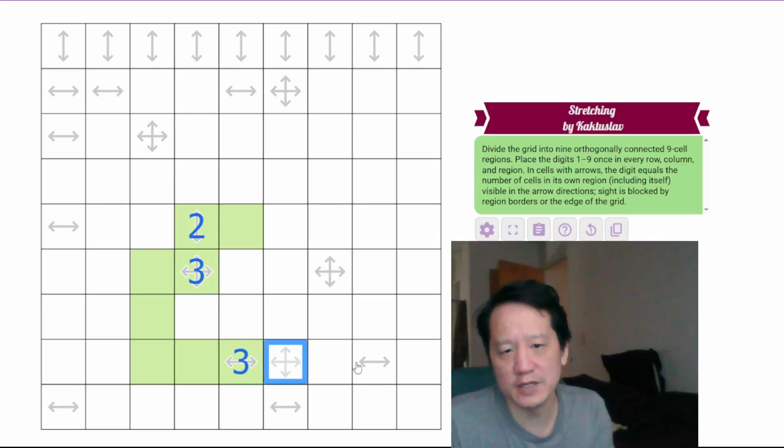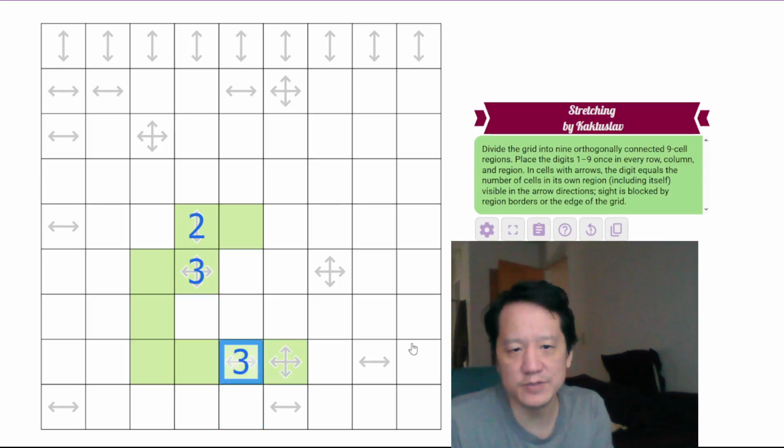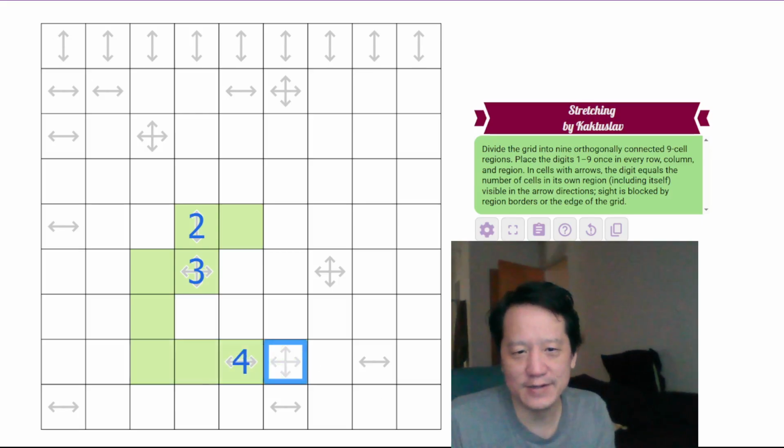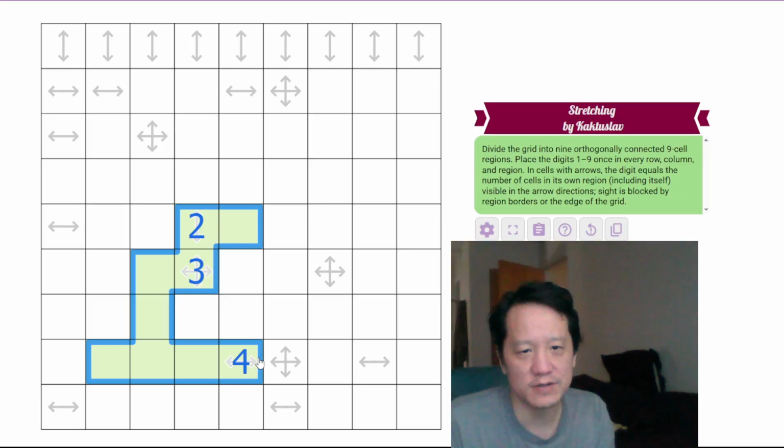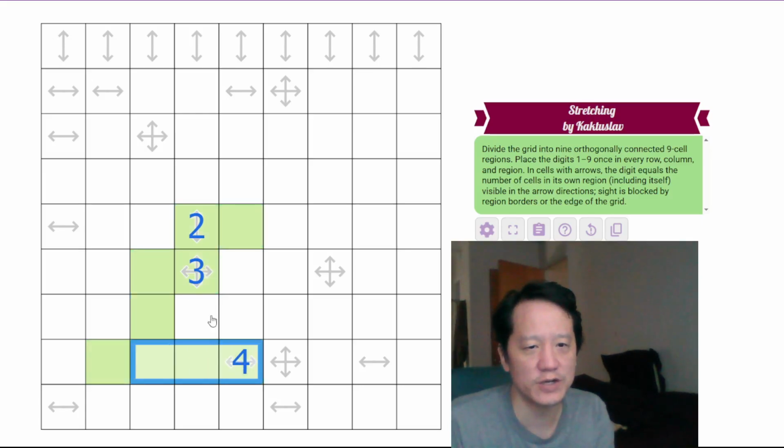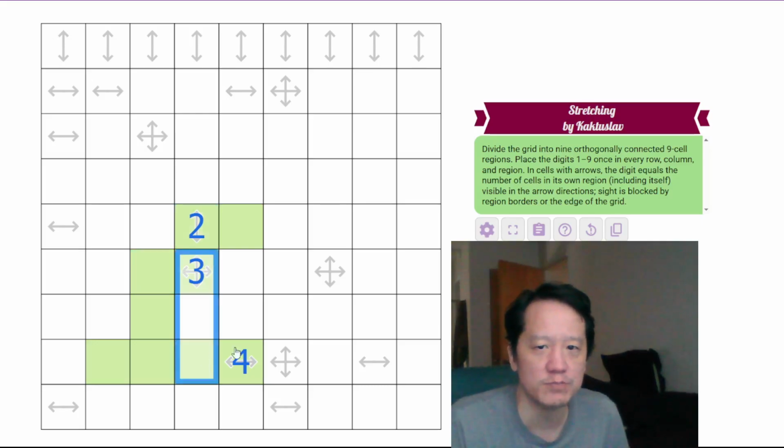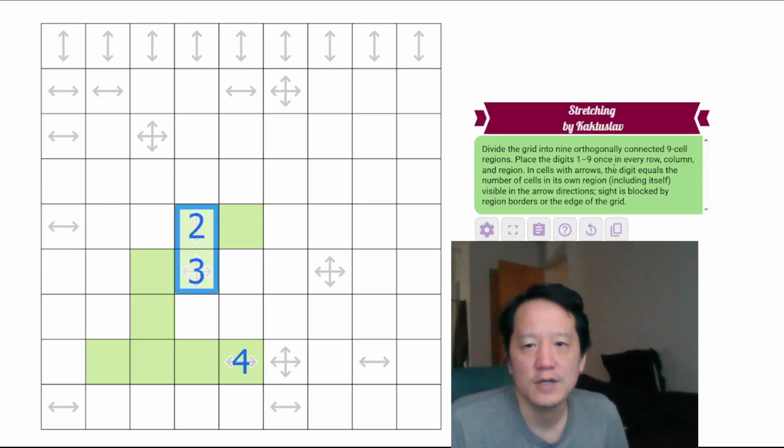Okay, let's make it this way then. So this would see 4, this would be 4. Oh, so we still have the same problem. Well, okay, let's make it here. Then this would be potentially a valid region, right? Because this would see 4 cells this way. This would see 3 cells here. It would not see that cell because it's blocked by a region border. This would only see 2 cells in this direction. And that's an example of how these arrows work.